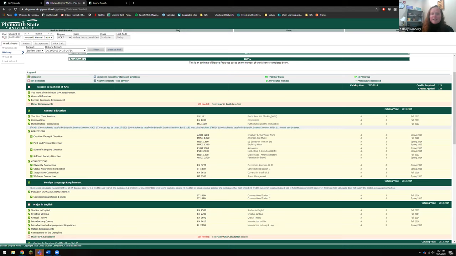And then there's directions and connections. The directions courses we focus on mainly in your first year and your second year. The connections courses we focus on a little later on, because a lot of the time connections courses have courses specific to your major that satisfy those requirements. So we tend not to focus on those too much in your first year, but as you progress on, you will focus on the ones that you do need for your major.